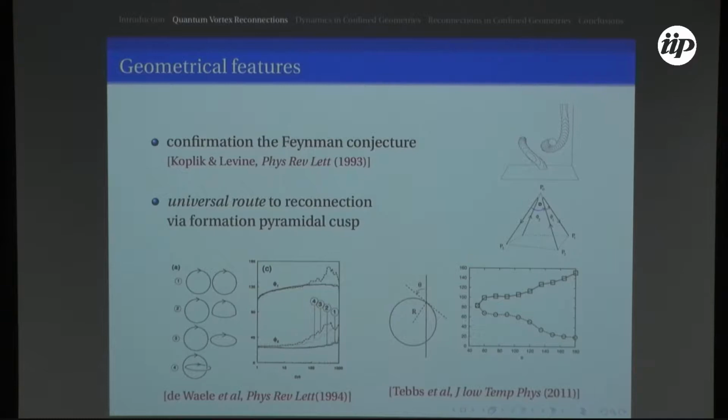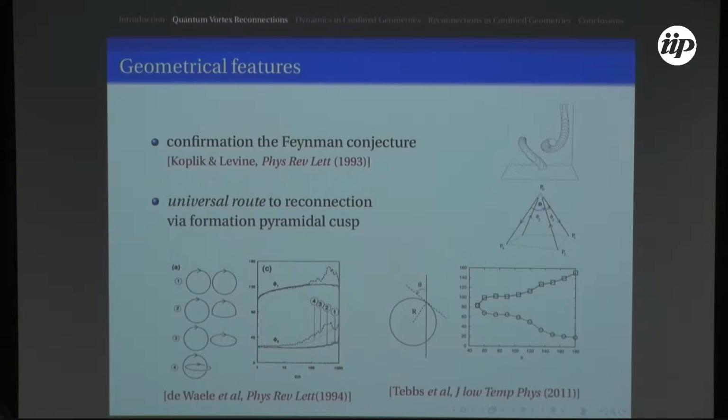Then there's been some work, in this case with the vortex filament method by Aarts and De Waele in '94, and with the Gross-Pitaevskii equation by Nazarenko some 8 years ago, trying to see if there was a universal route towards reconnection by the formation of a pyramidal cusp which had universal properties. Universal properties meaning that the angles, phi 1 in this case and phi 2, were independent of the initial vortex configuration.